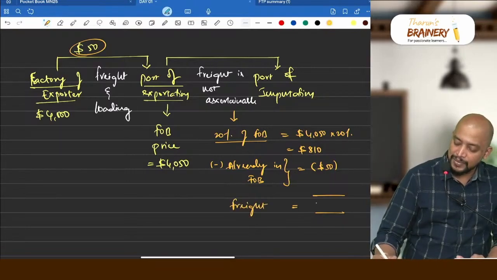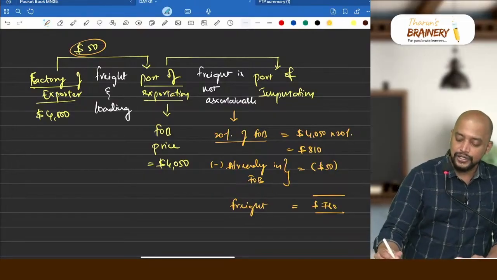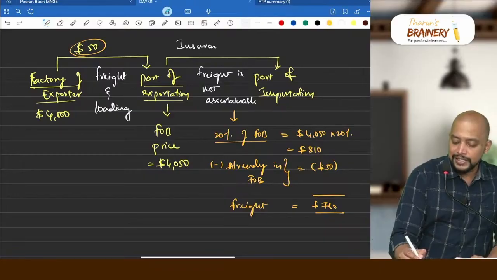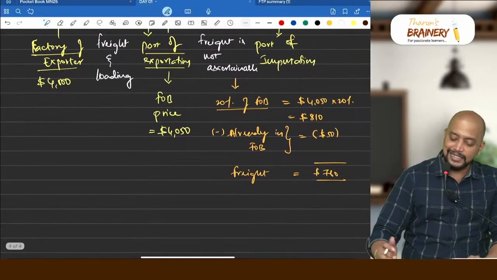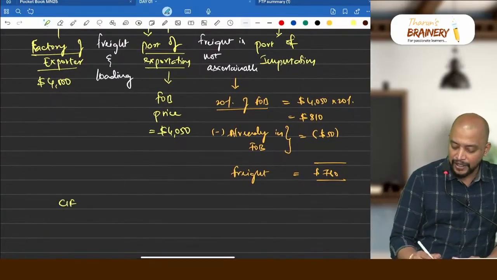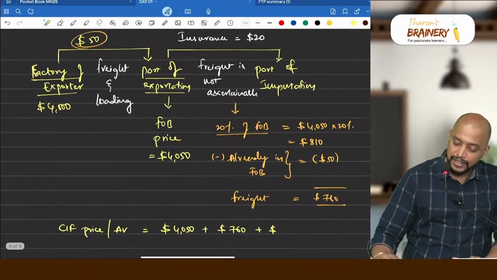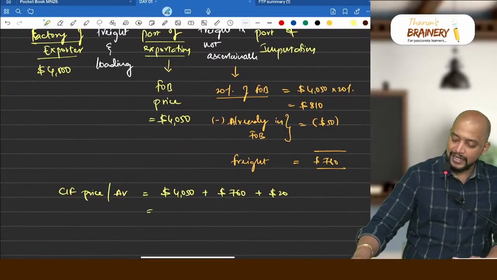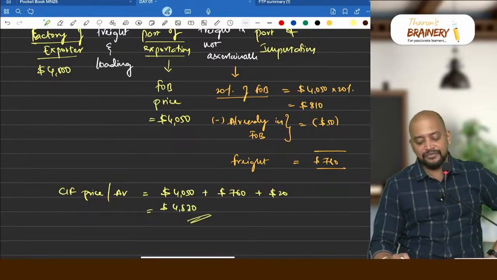The freight to be considered will be 810 minus 50, that is $760. And insurance is ascertainable. Say insurance is somewhere like $20. Now what will be taken as the assessable value? CIF price or assessable value equals, what is the FOB that we got? 4050 plus freight 760 plus insurance 20, that will be taken. So 4050 plus 760 plus 20, that will be 4830, taken as the CIF price, okay.